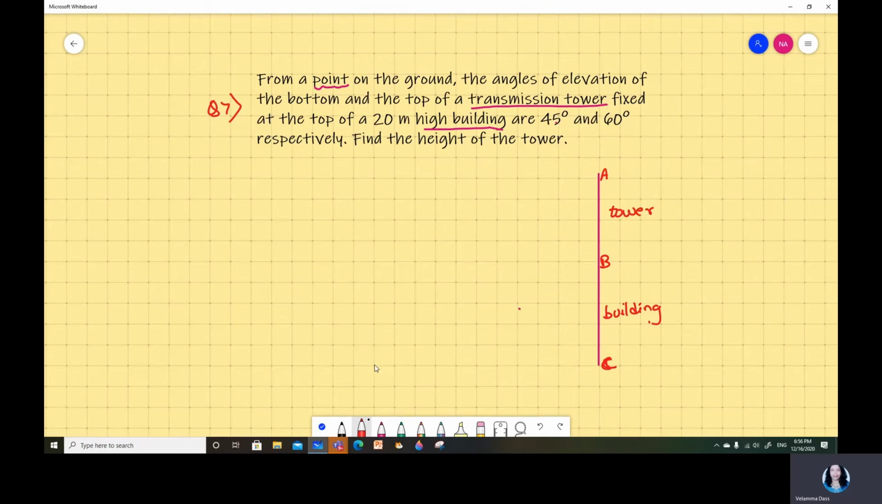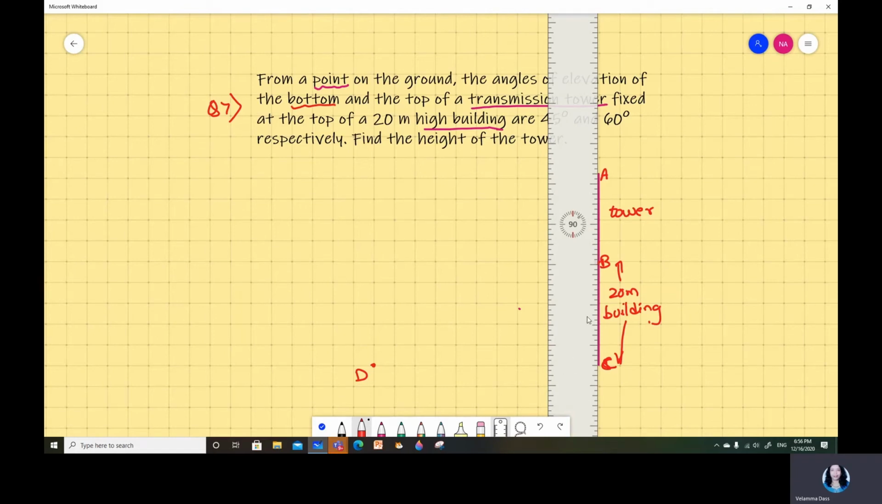Now there is a point on the ground. Let's take that point as D. So from a point on the ground, let that point be D. The angle of elevation of the bottom and the top of the tower fixed at a 20-meter high building. So this is 20 meter, from here to here. Are 45 and 60. So first for the bottom, the angle of elevation is 45 degrees.